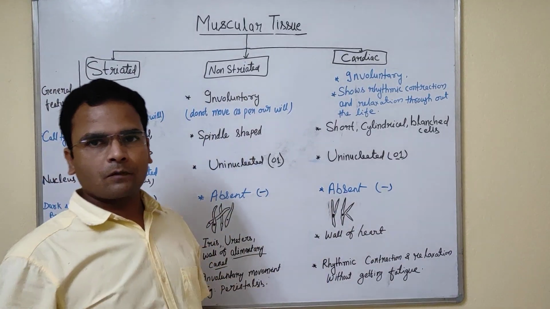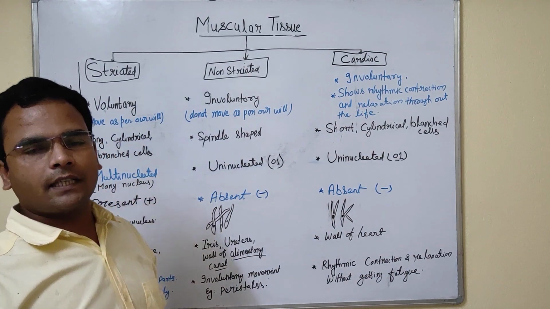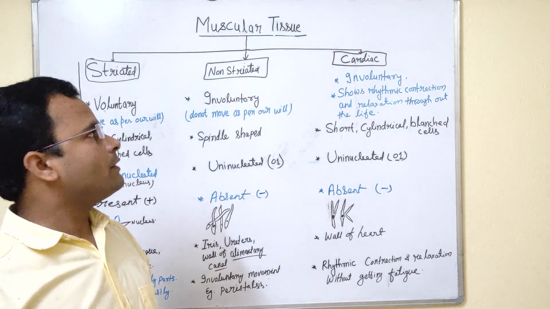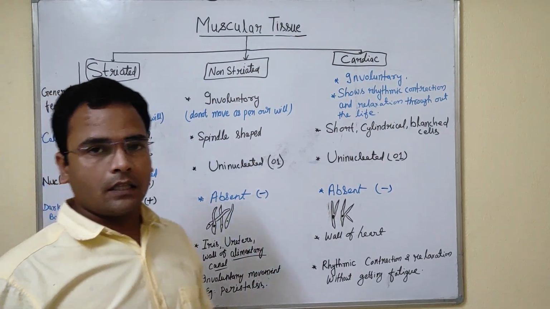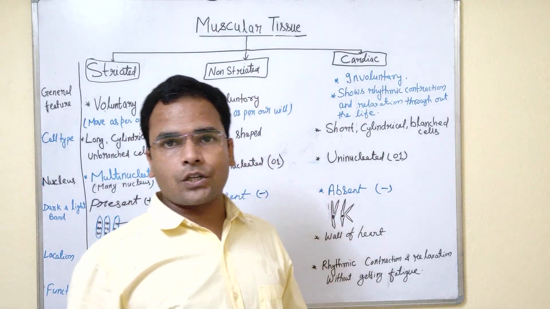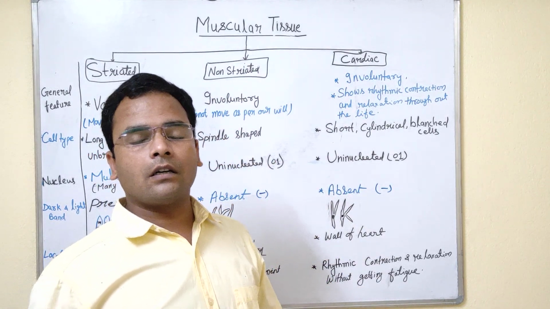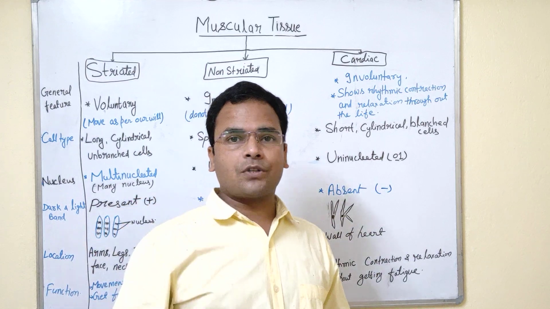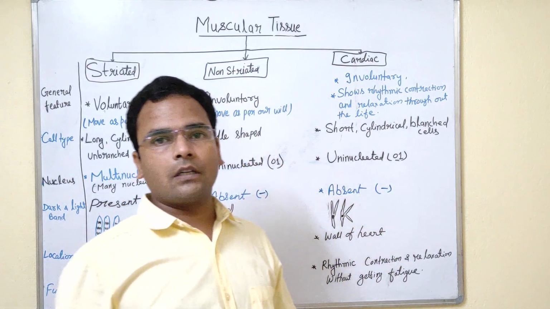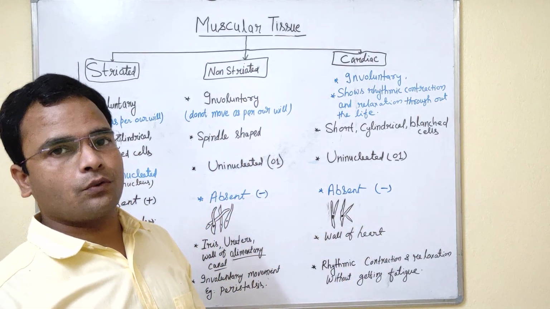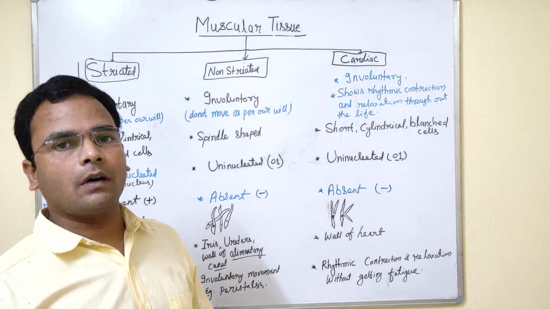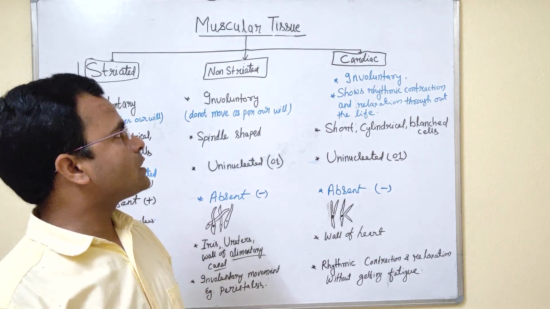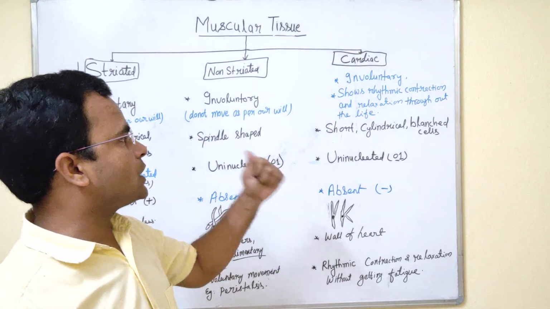Welcome back again. So we were studying about the different types of animal tissue. We have already studied about the epithelial tissue, about the connective tissue, and now the third one, that is the muscular tissue. We are going to study about that today. So our today's topic is the muscular tissue.